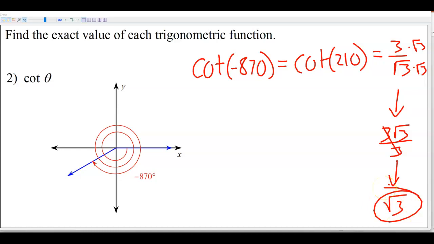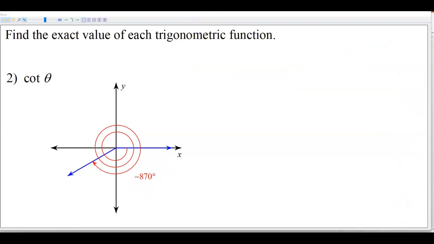All done. Okay, so what did we do here? We want to find cotangent of this angle, but I added 360 to this until I ended up with a number that was between 0 and 360. Then I looked at my unit circle, and I found what the tangent value for 210 was. Since this is cotangent, I flipped that tangent value over and simplified my answer. Okay, let's go ahead and take a look at another one here.